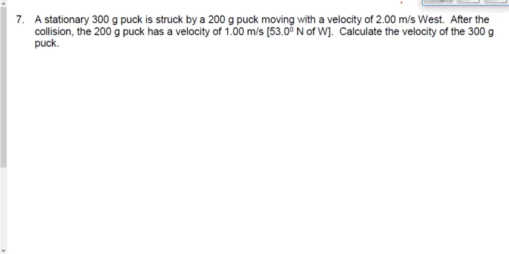It says a stationary 300-gram puck is struck by a 200-gram puck moving 2 meters per second to the west. After the collision, we get a velocity of 1 meter per second, 53 degrees north of west. What's the velocity of the 300-gram puck after the collision?